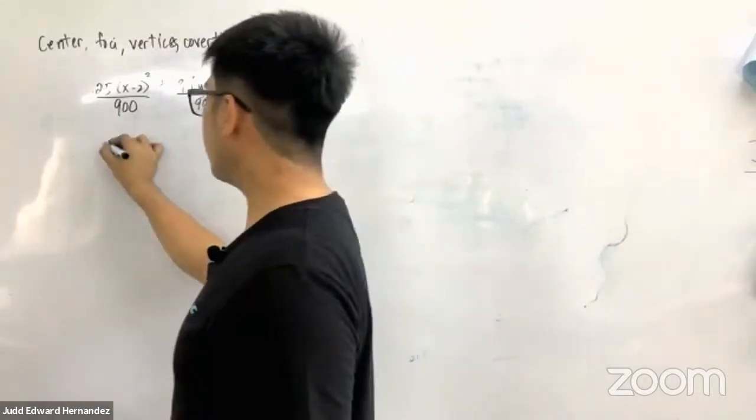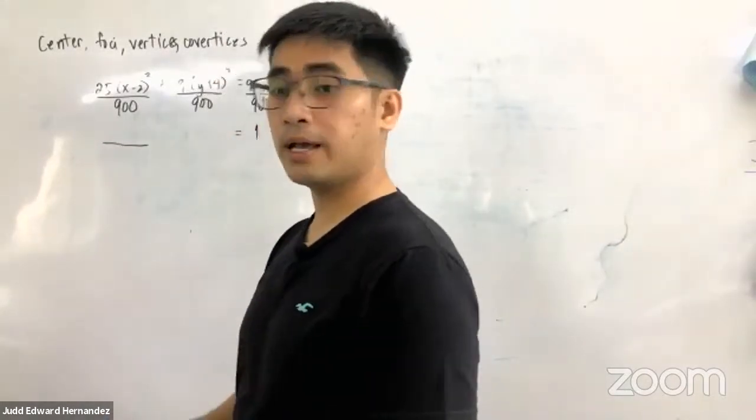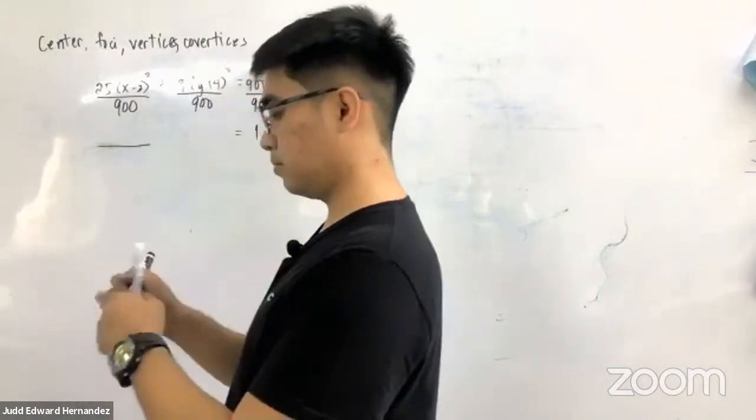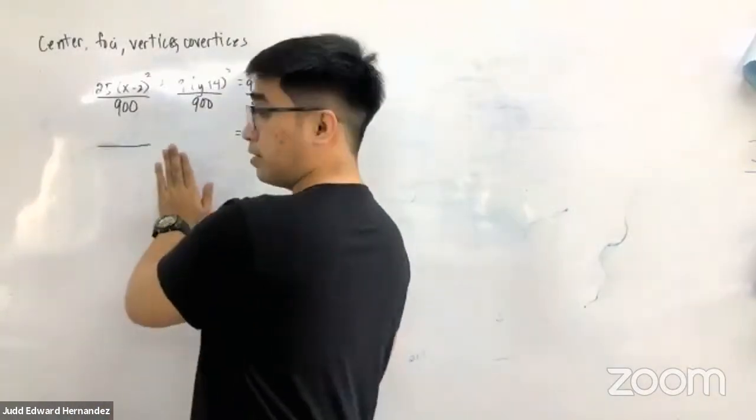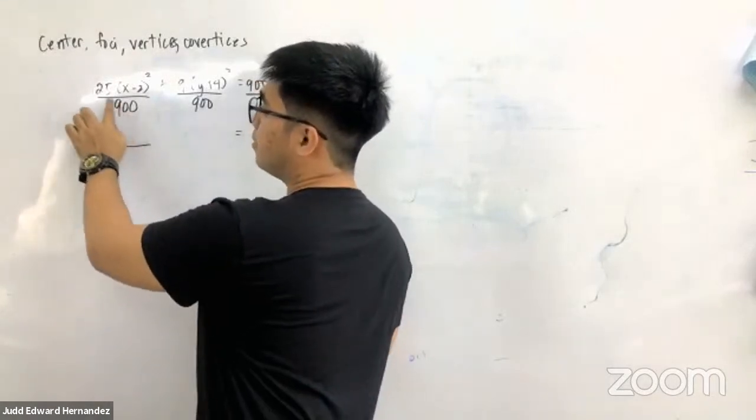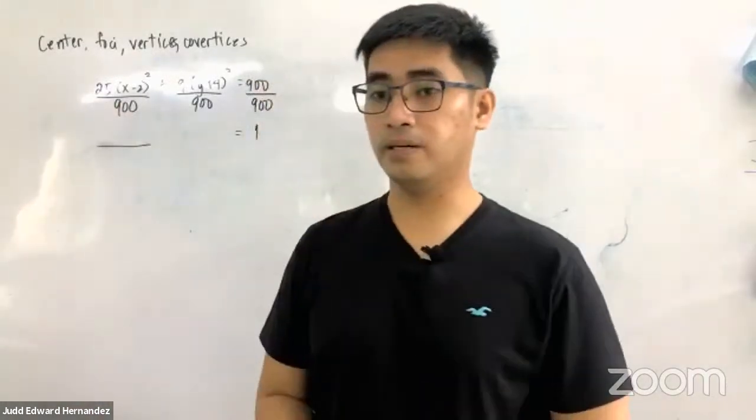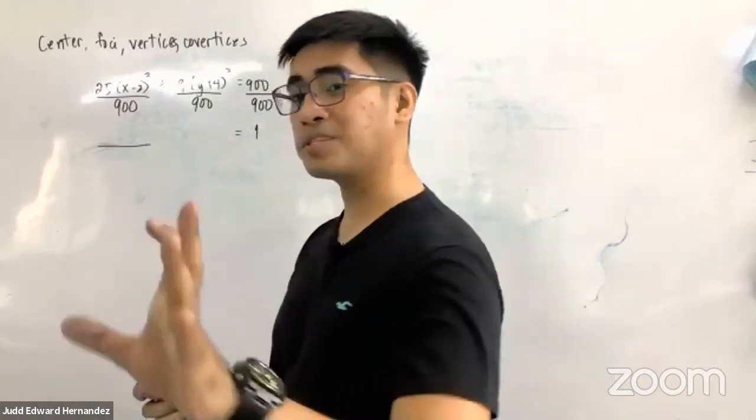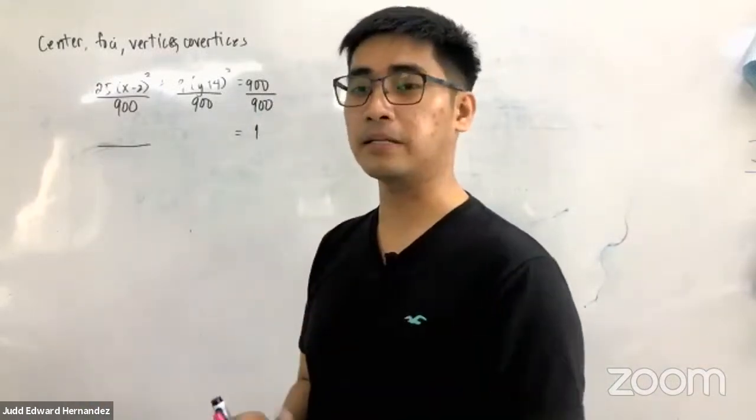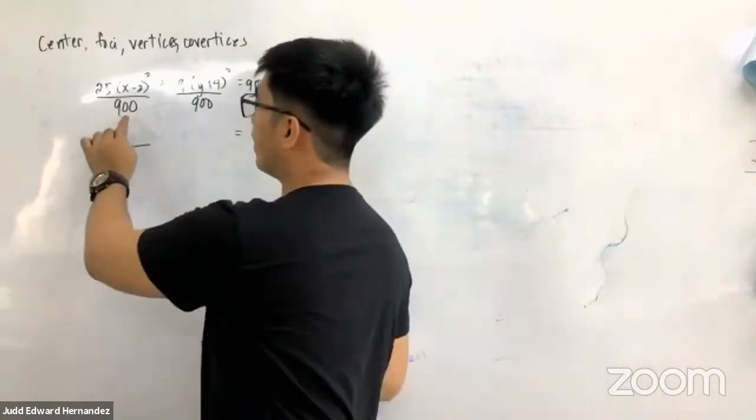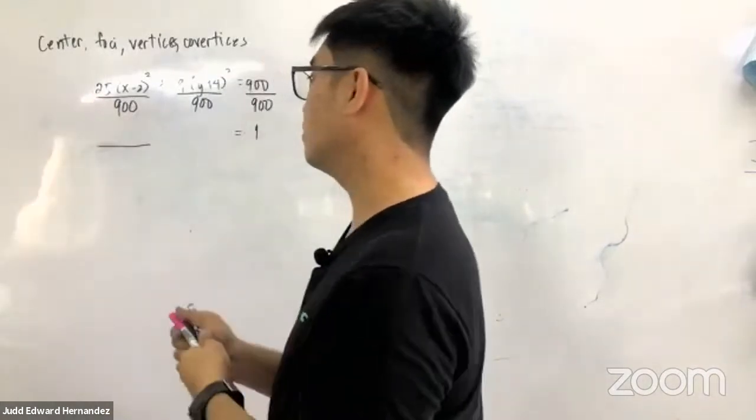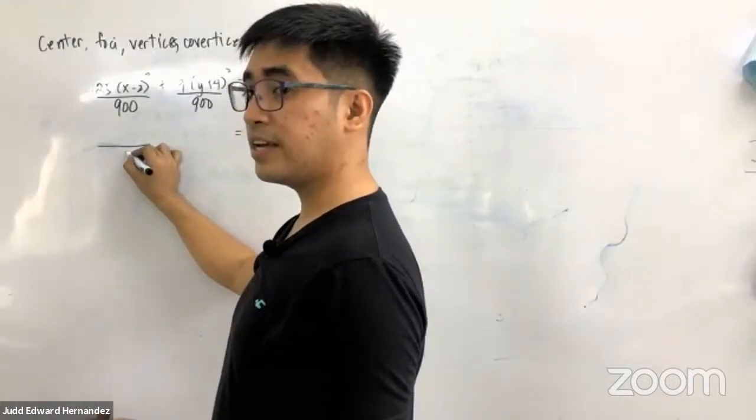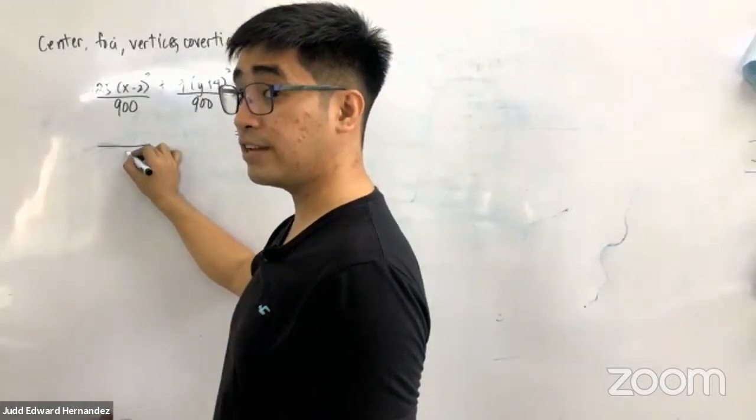Eh, sir, paano po namin kukuhanin yung mga nauna? Okay. If that is the case, all you have to do is this one. 900 divided by 25. Kasi kapag ginawa mong 25 over 900 tapos tinype mo siya sa calculator, baka mahirapan ka pa. Ang gawin mo na lang is 900 divided by 25. Is that 9?